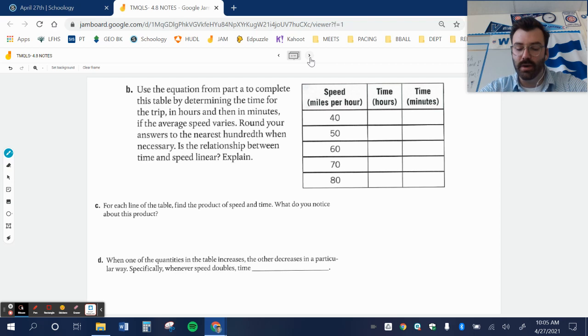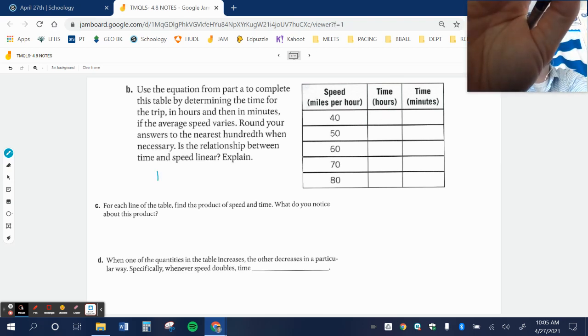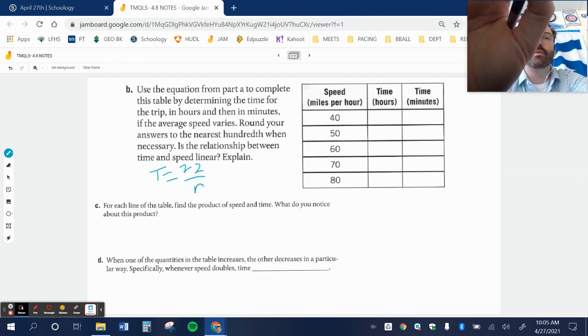It says use the equation in part A to complete this table by determining the time of the trip in hours and minutes if the average speed varies. Round your answer to the nearest hundredth when necessary. All right. So first thing I want to do, define the time. It's t equals 72 divided by the rate.